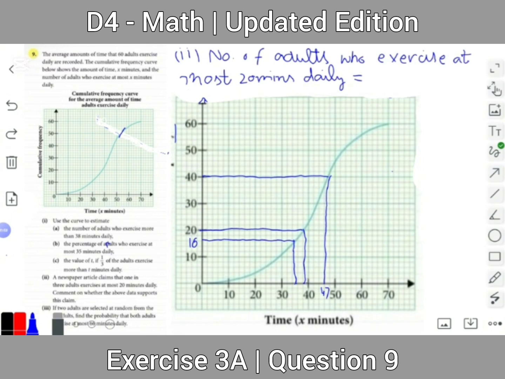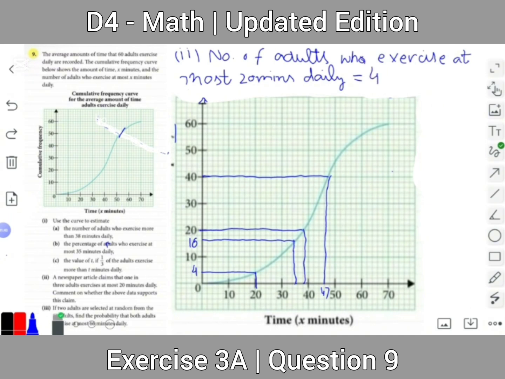So from the horizontal axis we will draw a vertical line until it intersects the curve. Now from the point of intersection on the curve we will draw a horizontal line until it touches the y-axis or vertical axis. So here we have 0, 2 and 4. So we have the reading of 4. So the number of adults who exercise at most 20 minutes daily is equal to 4.